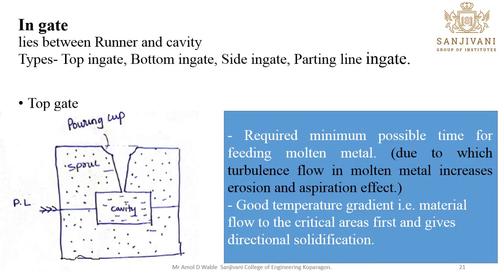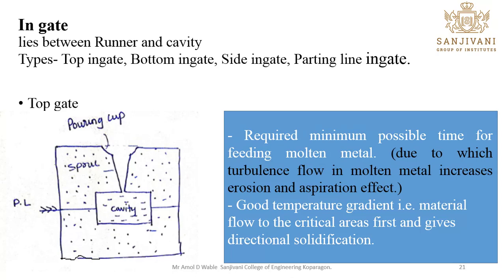Let us start with the ingate. It lies between the runner and the cavity. It is an important part to increase the velocity of your molten metal so that your material can reach the complex shape of your component.